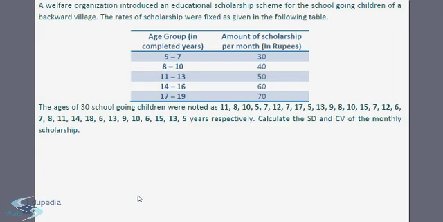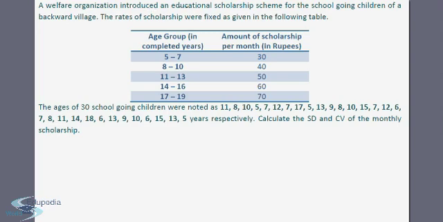Alright, so let's conclude by taking a small assignment. Here I have given you a small set of data, and I want you to calculate the standard deviation and the coefficient of variation for this. Let me read the question once, explain it to you, and then you'll be solving it yourself. Maybe I'll be posting the solution of this in one of the subsequent videos.